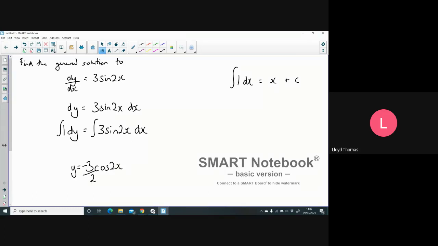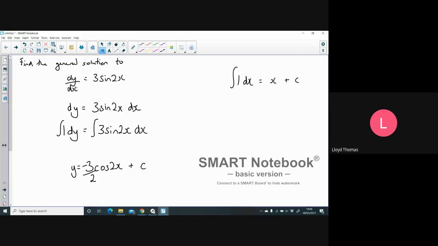Now, instead of writing plus c on both sides when you integrate, you only need to write it on 1, because it's just a constant number. We can collect it all together. And that's the answer. So my steps here was I started with dy by dx.